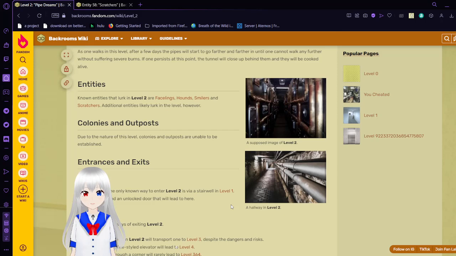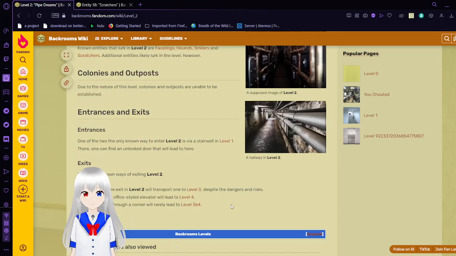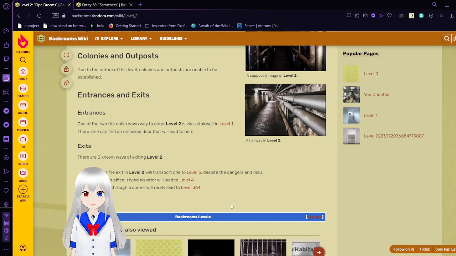Entrances and exits. There are only two known ways to enter Level 2. One of them is via a stairwell in Level 1. There, one can find an unlocked door that will lead here. There are three known ways of exiting Level 2. Finding a fire exit in Level 2 will transport one to Level 3, despite the dangers and risks. Finding an office-styled elevator will lead to Level 4. No-clipping through a corner will rarely lead to Level 364.